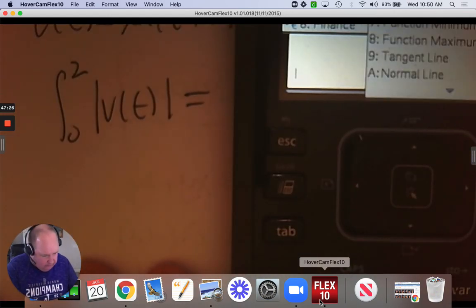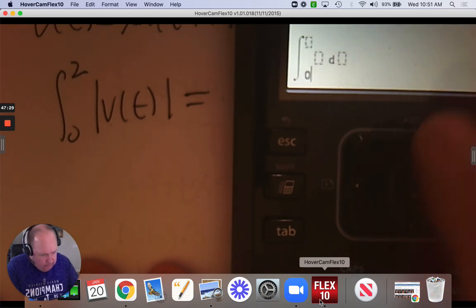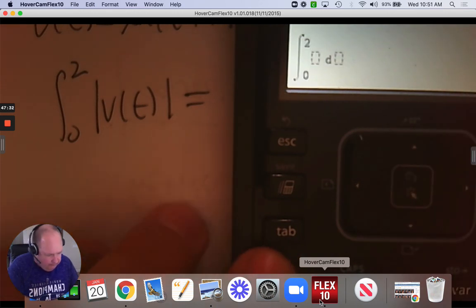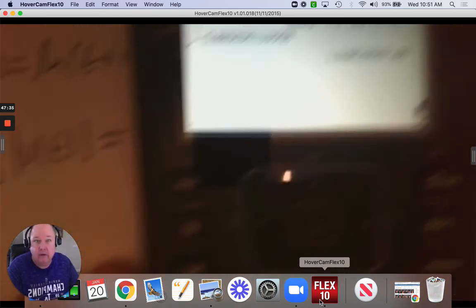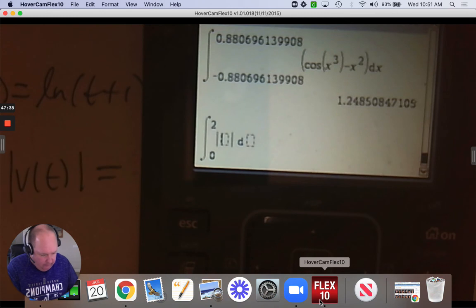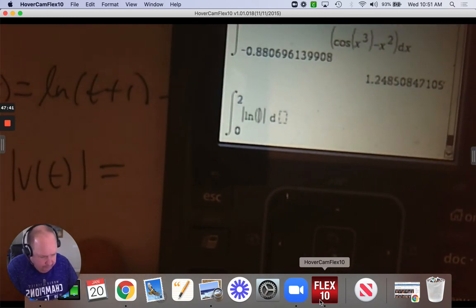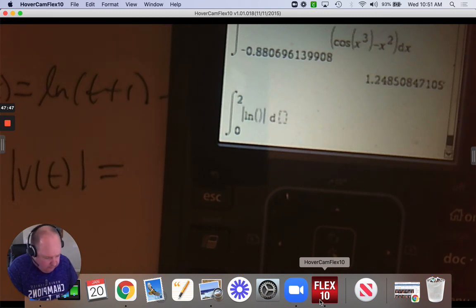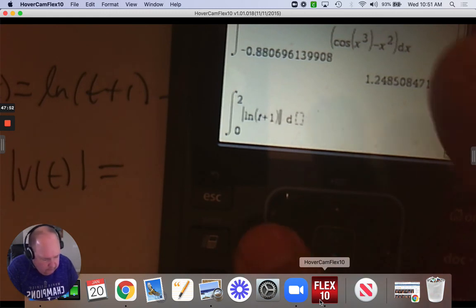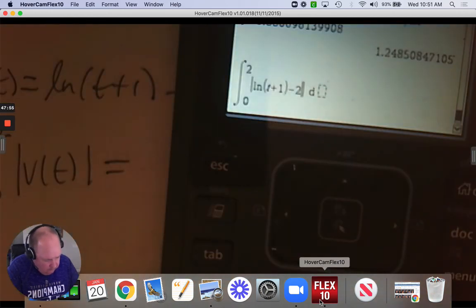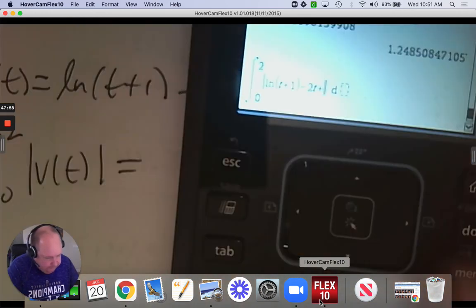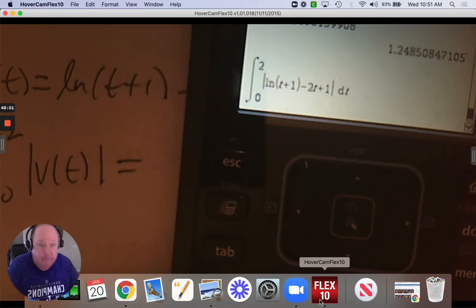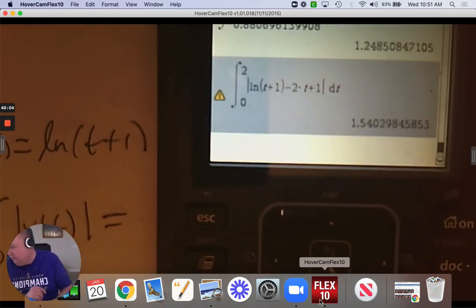So calculus, integrate again from 0 to 2. We're going to do absolute value bars. And then type in the velocity. So that's ln of x plus, we're going to use x. Or we can use t. So t plus 1. Move the cursor. There. And then subtract 2t plus 1. And I get the total distance to be 1.540, which is perfect.